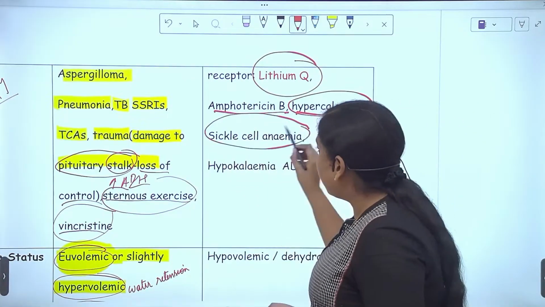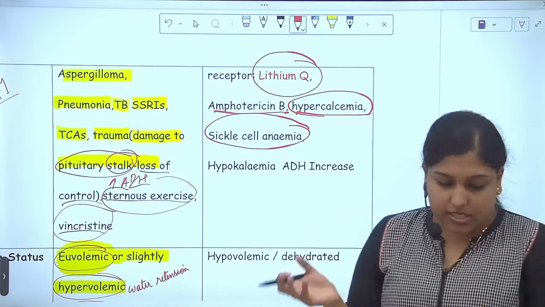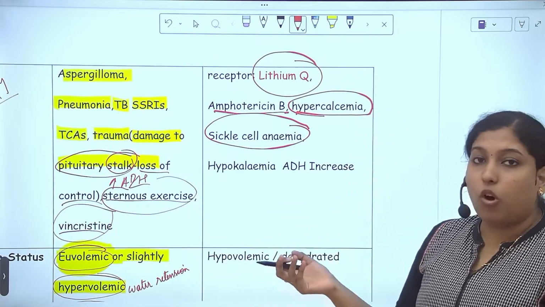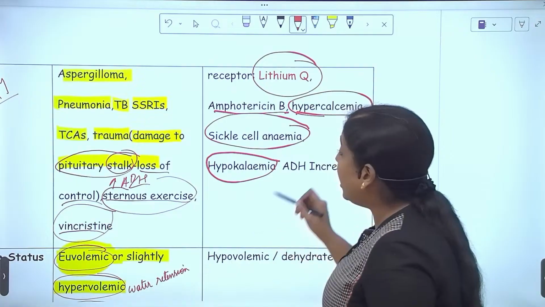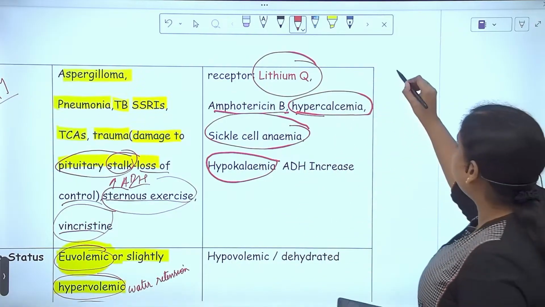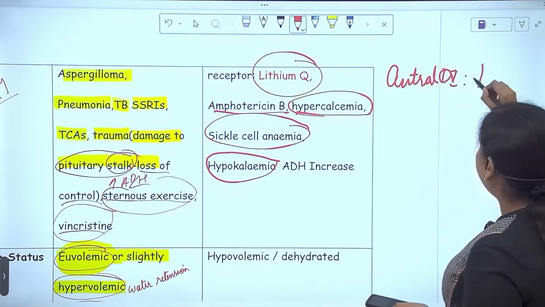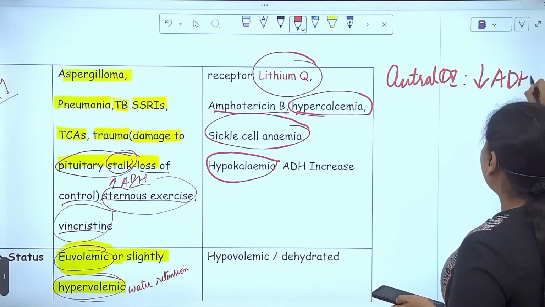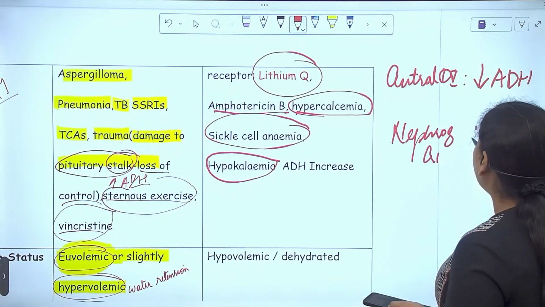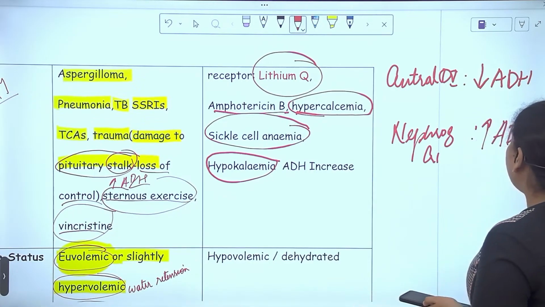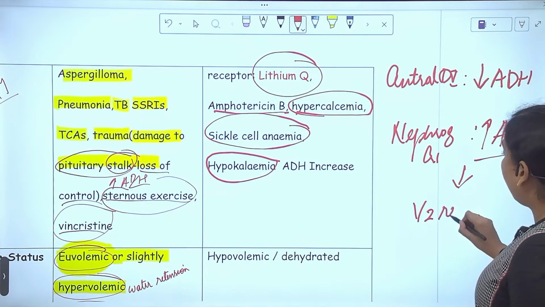And sickle cell anemia, where sickle cells accumulate in the important vessels, can also be a cause of nephrogenic diabetes insipidus. Hypokalemia is another cause. But in this condition, you have to remember, in central diabetes insipidus, obviously the ADH is reduced. But in nephrogenic diabetes insipidus, your ADH will be increased, but it will not be utilized properly because of V2 receptor misbehavior.